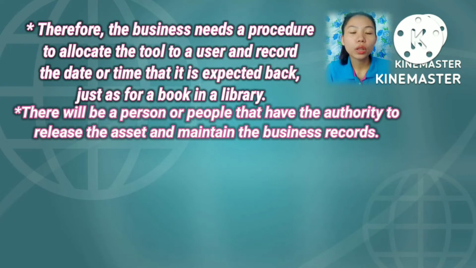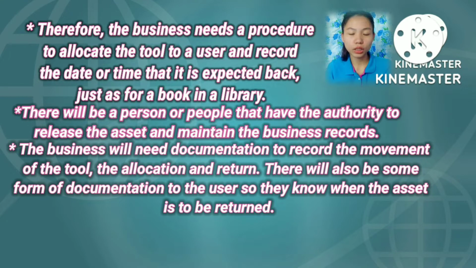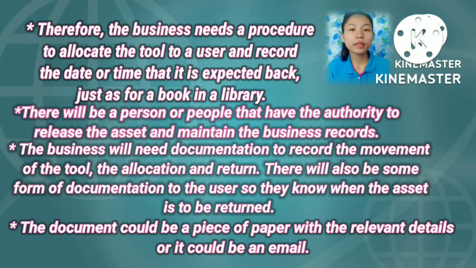There will be a person or people that have the authority to release the asset and maintain the business records. The business will need documentation to record the movement of the tool, the allocation, and return. There will also be some form of documentation to the user so they know when the asset is to be returned. The document could be a piece of paper with the relevant details, or it could be an email.